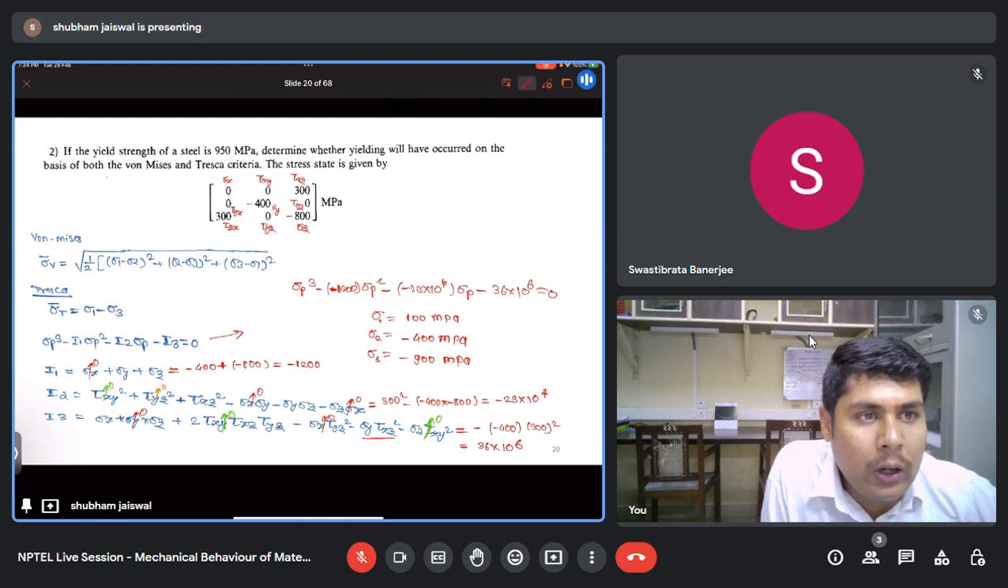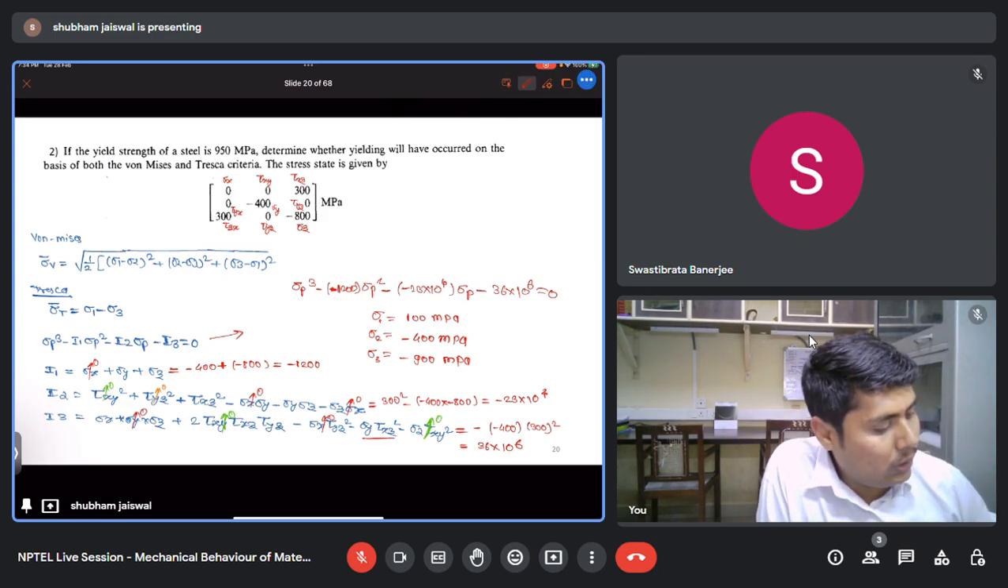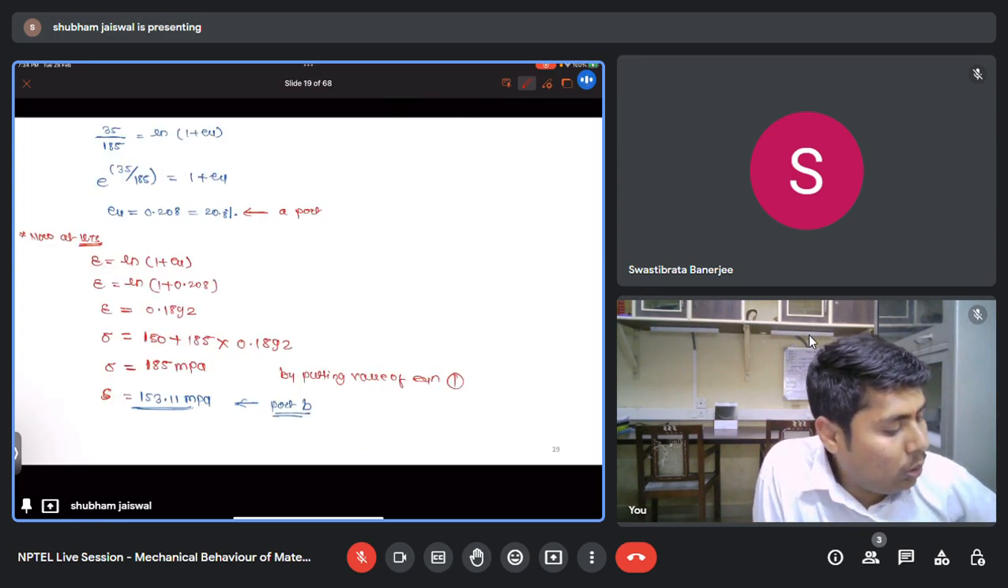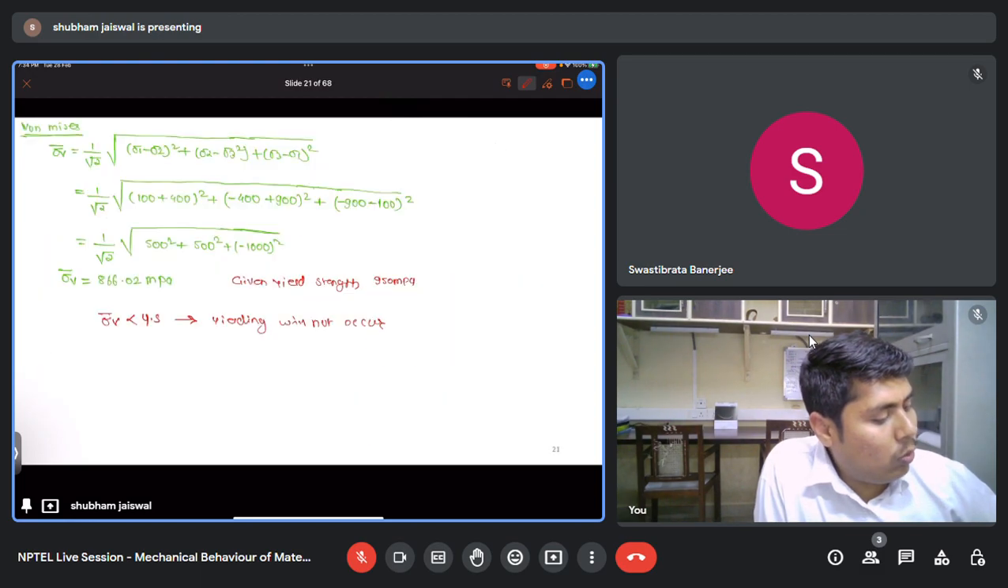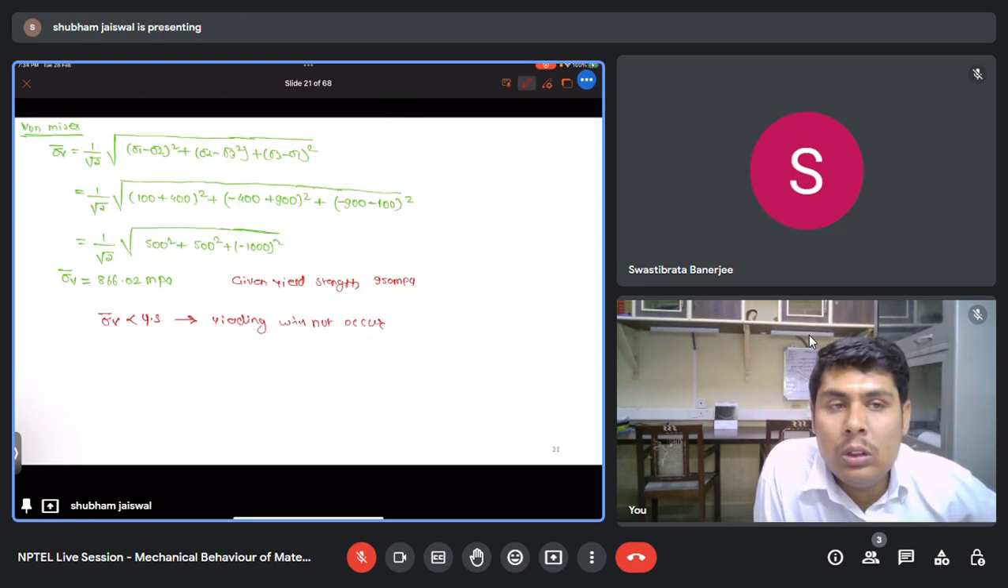And at one point, what will happen? This will reach the yield value of the material, and the material will yield. So this is according to the von Mises criterion. Now, what is the second criterion they are asking?